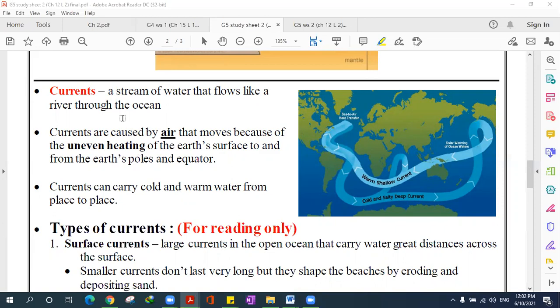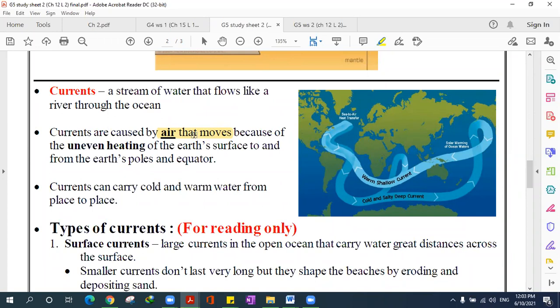Currents are caused by different reasons. One of these reasons is the air that moves, okay? Because we have wind. Actually, do you guys know what's the difference between air and wind? Air doesn't move. Wind is the moving air. Yes, that's right.